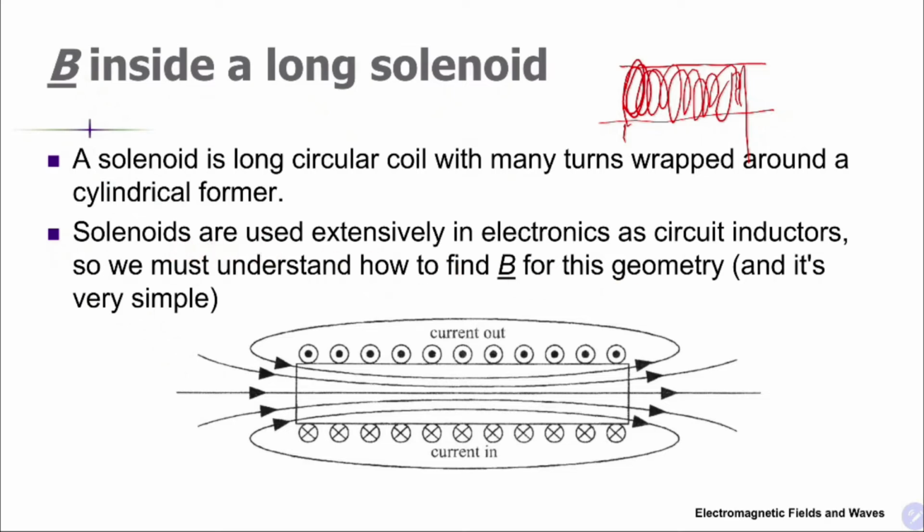And the solenoid is quite widely used in electronics, especially as an inductor. You can see that the magnetic flux is mostly concentrated within the solenoid, and outside the magnetic flux is approximately 0, because you have a contribution from a current going out of the page and a contribution from a current going into the page, and therefore they more or less cancel each other out outside the solenoid.